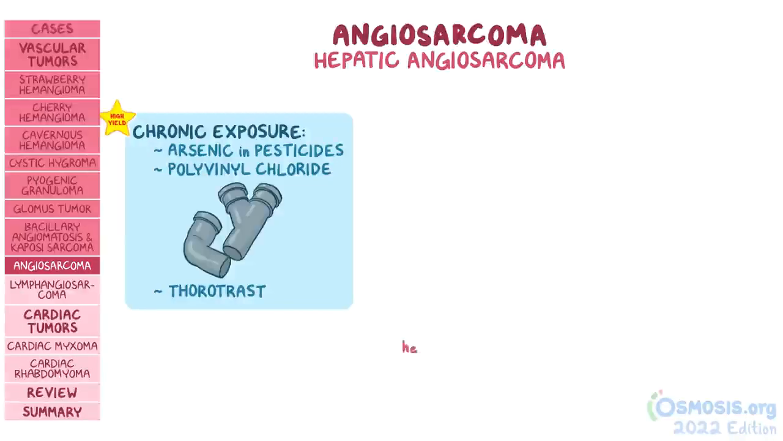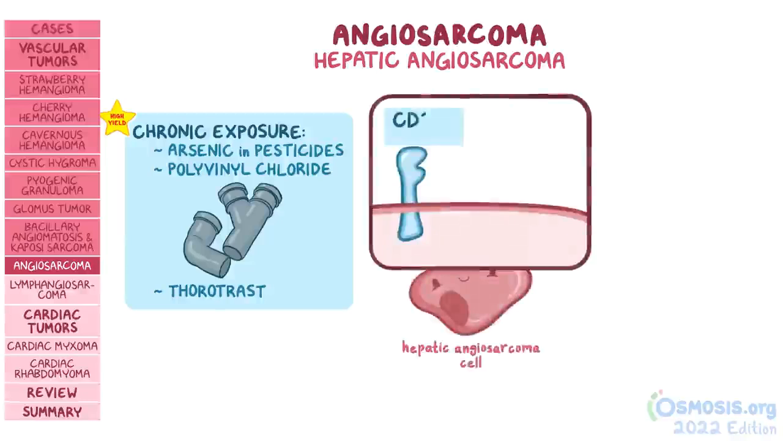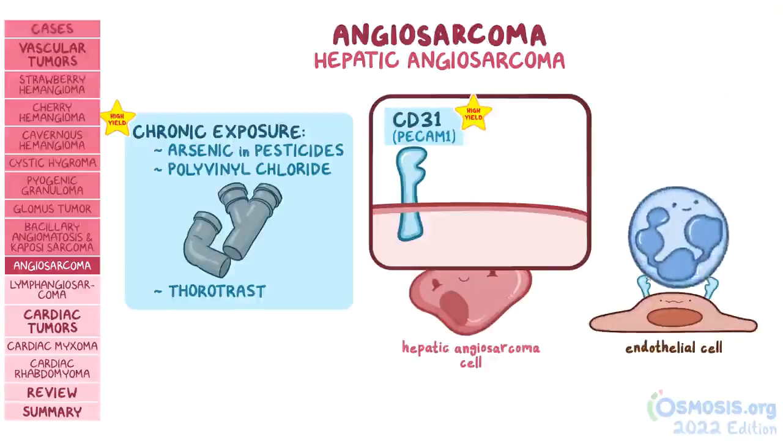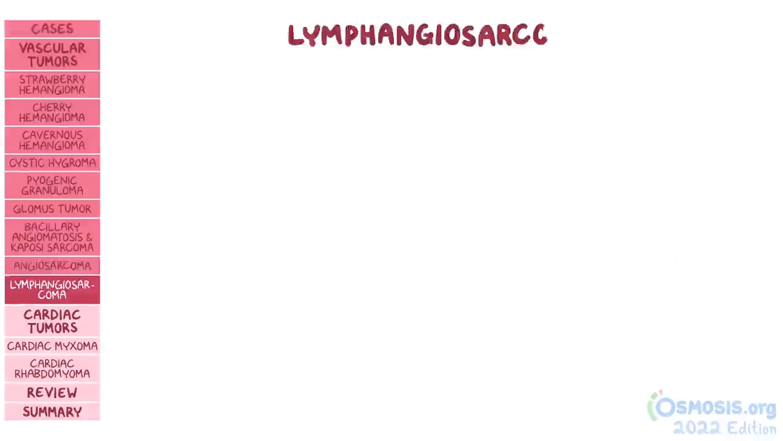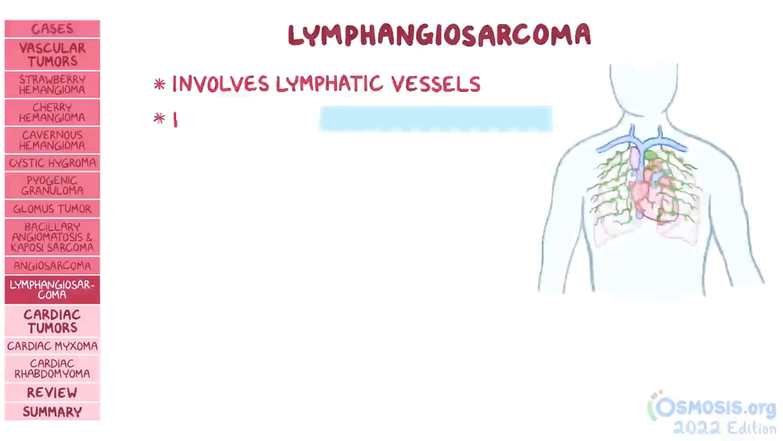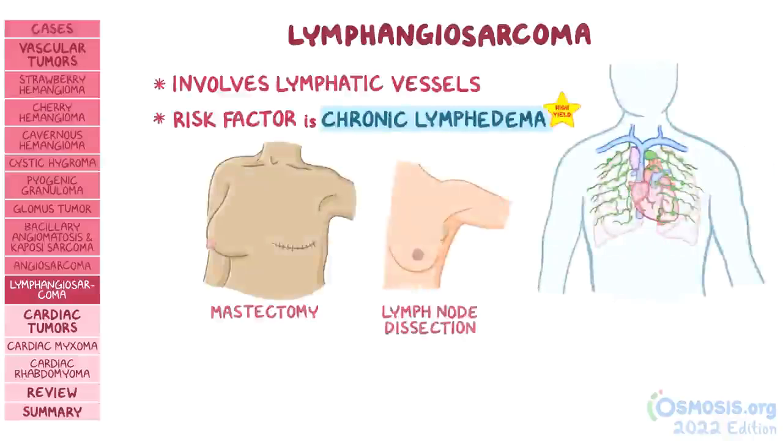A helpful clue is that hepatic angiosarcoma cells express CD31, also called PECAM1, which is normally expressed on the surface of endothelial cells and acts as a binding point for leukocytes. However, in angiosarcoma, CD31 promotes angiogenesis, which is how these tumors develop. This is a way your exams can connect this pathology with normal physiology. Lymphangiosarcoma is similar to angiosarcoma, except it involves the lymphatic vessels. The main risk factor is chronic lymphedema, which can arise after a mastectomy or lymph node dissection for breast cancer.